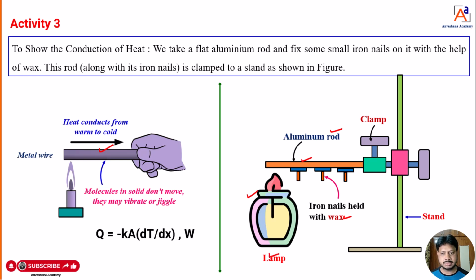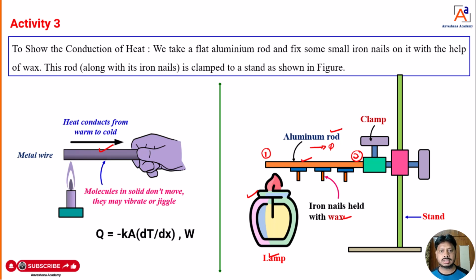Then what happens? Heat will start to move from the high temperature region, which I will mark here as 1. Then it will try to move towards the low temperature, cold region. So heat is moving in this direction. When the heat is moving in this direction, that heat is nothing but what? Conduction. Why is it so? Because it is happening in the aluminum rod.